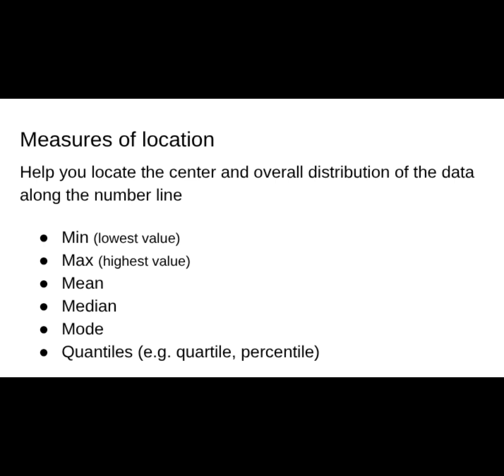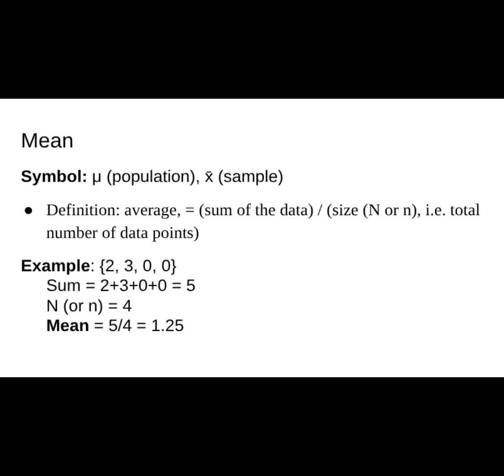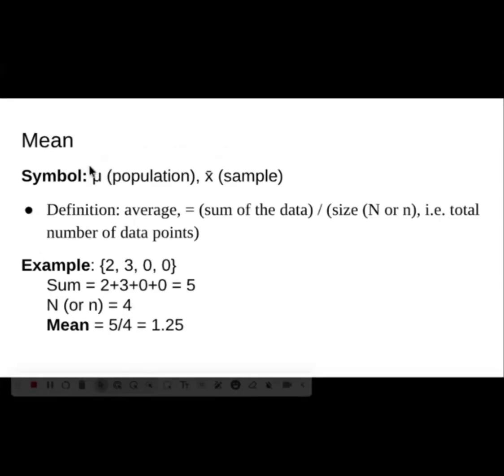Min and max are just the highest and lowest values of the data set. Mean is the average. Just like you saw with the size of the data set, there are 2 different symbols for size. For population, the size is denoted by an uppercase N, and for sample, the size is denoted by lowercase n. There are also 2 different symbols for mean, depending on whether we're dealing with a population or a sample. For population, the mean is this Greek letter mu, and for sample, it's x bar.